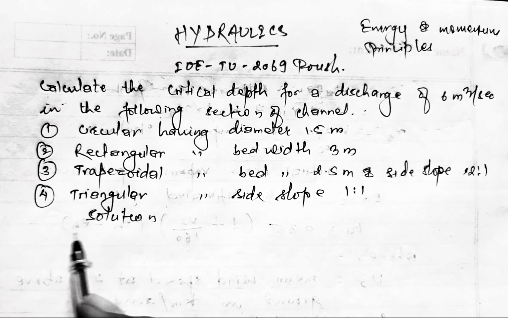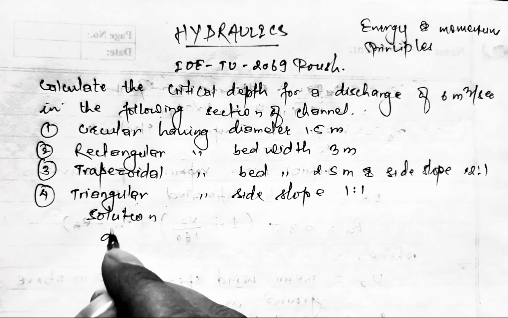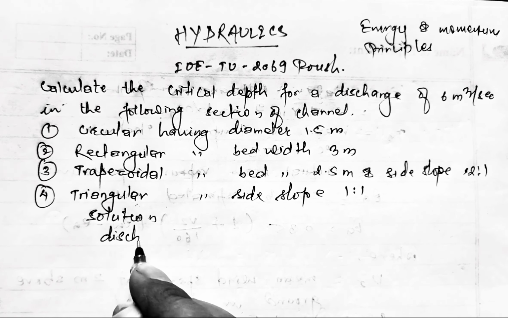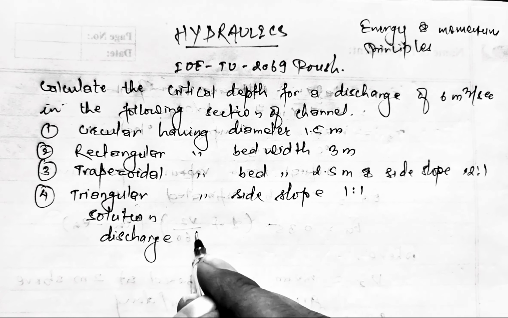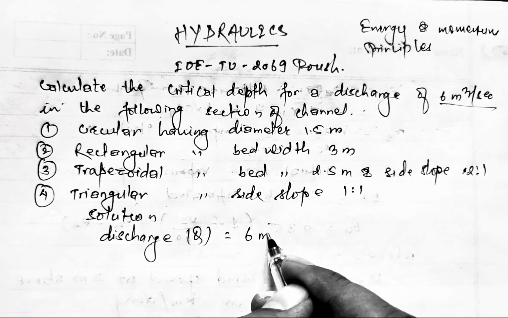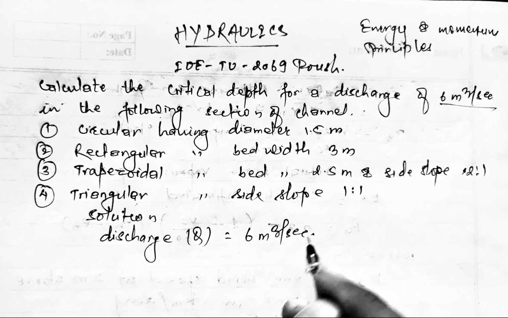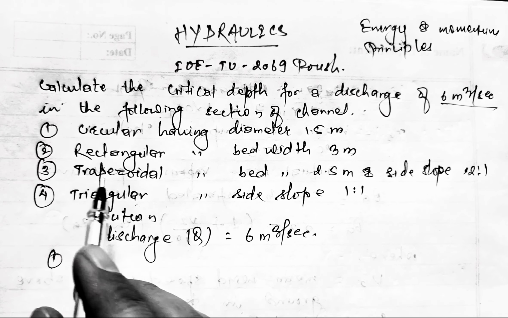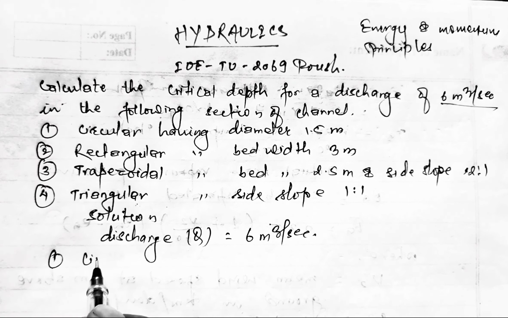First, let's write down the given data. In the given data only discharge is given. Discharge Q equals 6 meter cube per second. So first we'll start by solving the circular channel.